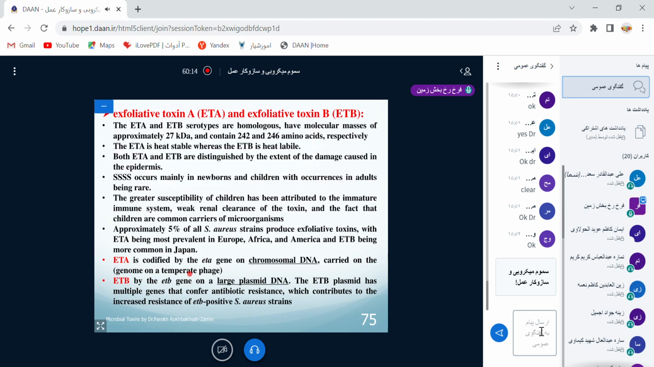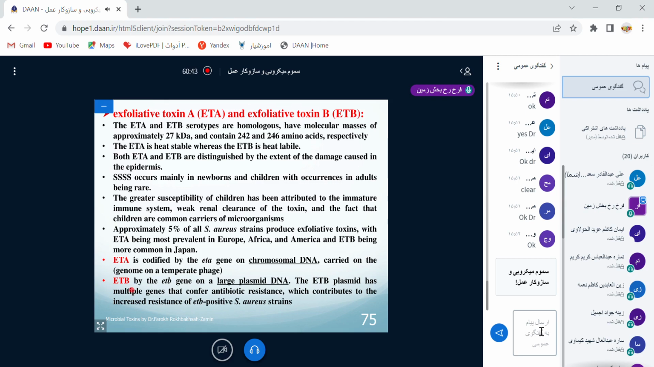So only those with prophage, with temperate phage, can produce ETA. So now we understand why 5%, because some don't have this. Some of the Corynebacterium don't contain the prophage.